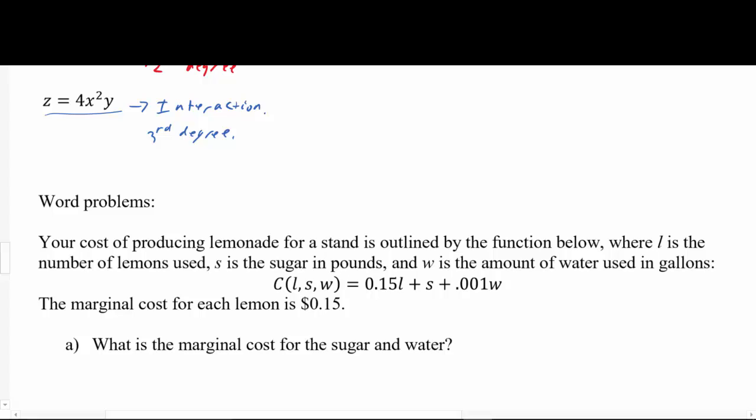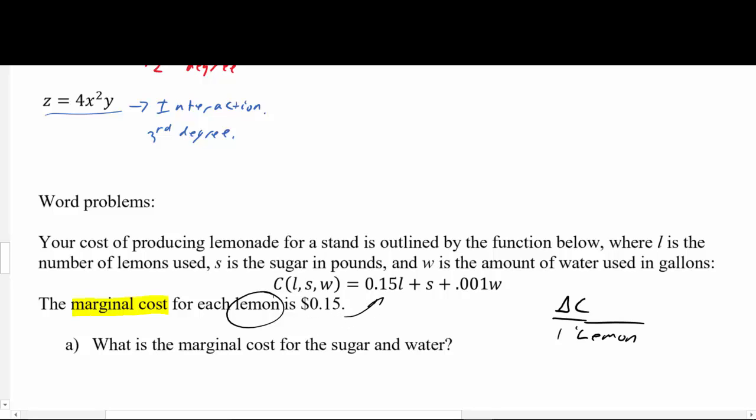Okay, so your cost of producing lemonade for a stand is outlined by this function below, where L is the number of lemons used, S is the sugar in pounds, and W is the amount of water used in gallons. All right. Now, do you guys remember from calculus marginal cost? What does marginal cost mean? Well, if you remember, that's the change in cost per one unit. So in this case, it's lemons. So it's the change in cost per lemon. Now, why am I telling you that it's 15 cents?